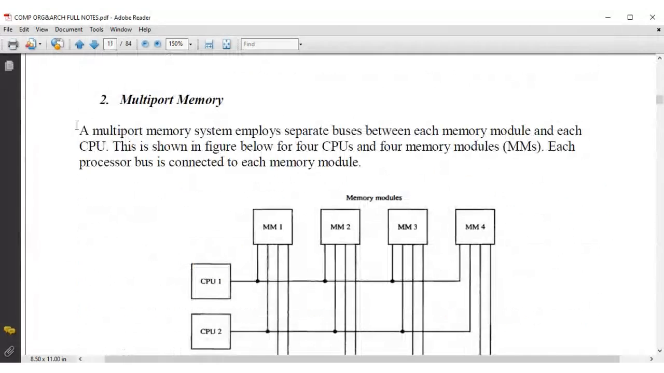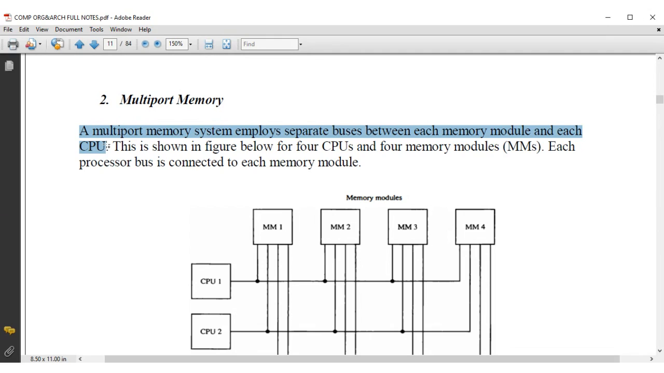A multi-port memory employs separate buses. So there is no one dedicated path; there are different dedicated paths. It employs separate buses between each memory module and each CPU. In this one sentence, we already have three characteristics. The first is that there are multiple memories, multiple processors, and multiple paths.